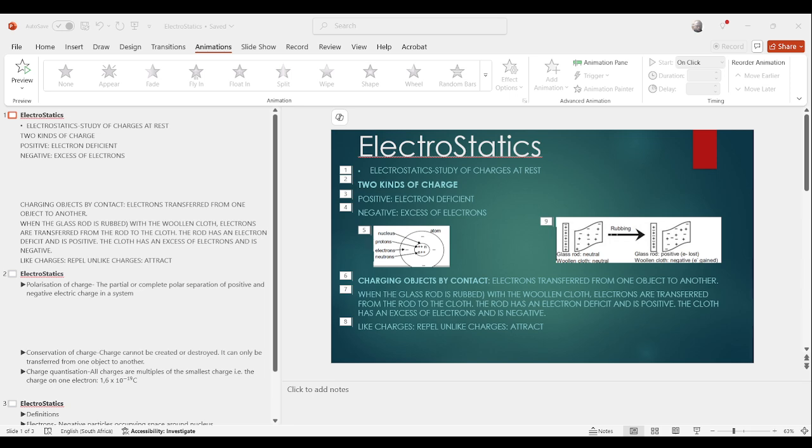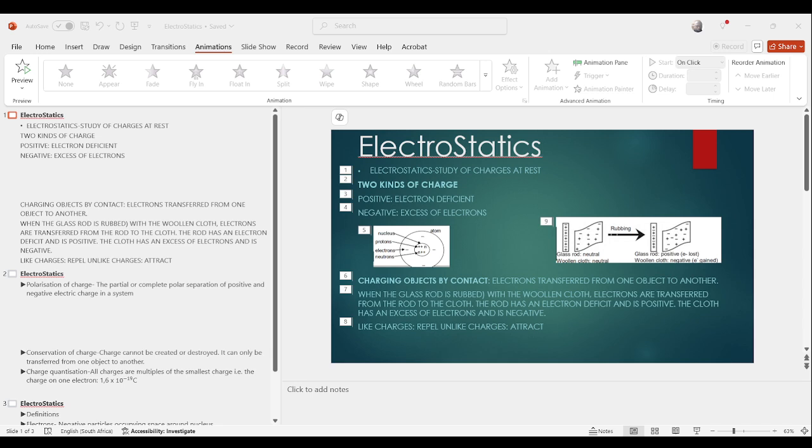Okay, now in electrostatics, we have two kinds of charges. The first charge is the positive charge. A positive charge on an object is when there are fewer electrons, when there's a deficit of electrons, that object is positively charged. Meaning, if there's less electrical charge on an object, that object is positive.